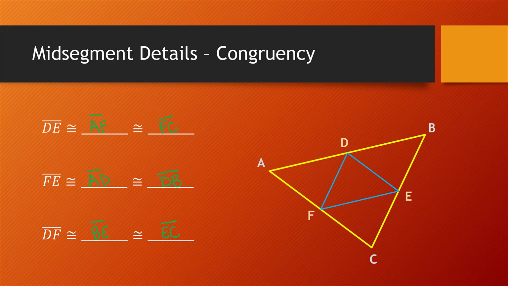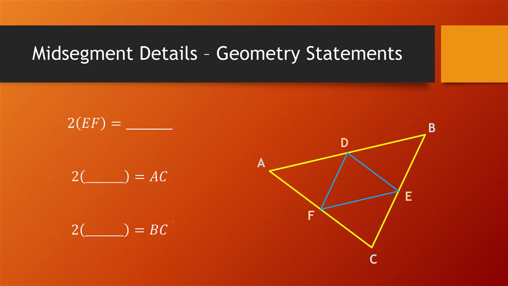So those are the general properties of a midsegment. Let's look at what our geometry statements would look like. This first one we need to complete. It says 2EF. Well, EF is our midsegment here, and if I have 2 of those, that's going to equal the side AB, because I can take EF and slide it to the left, and I can slide it up towards the right, and I see that 2 EFs will make up AB.